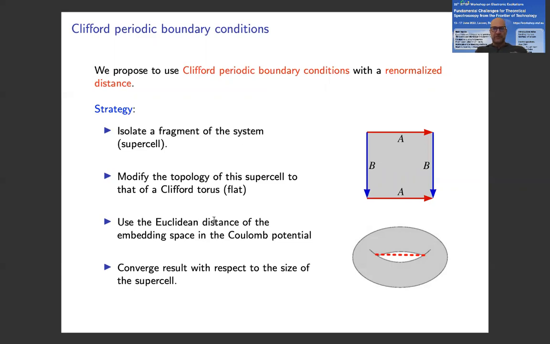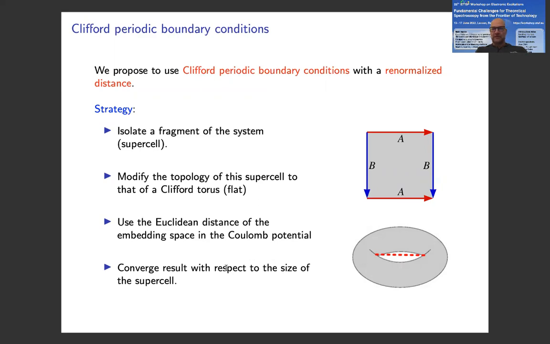Now, the third step is to define the distance that we need to use inside the Coulomb potential. So we choose to use the Euclidean distance of the embedding space of the Clifford torus. Now, it is difficult to give an illustration of a Clifford torus. It's impossible. Therefore, I show you what this Euclidean distance in the embedding space would look like for a regular torus, which is given here by this dotted red line. So you see that it is indeed in the space that is surrounding the torus and it does not lie on the surface of the torus.